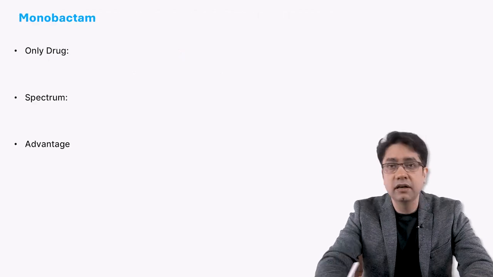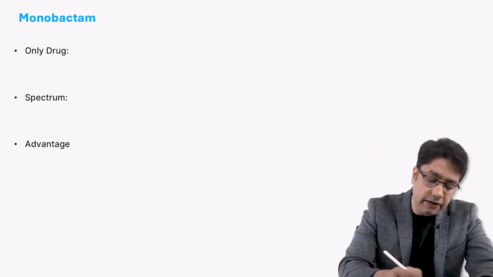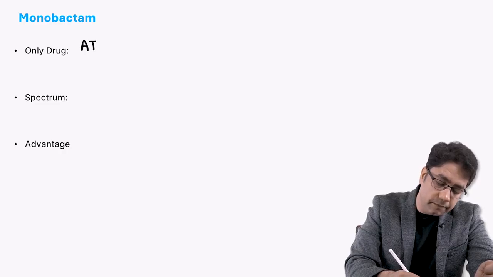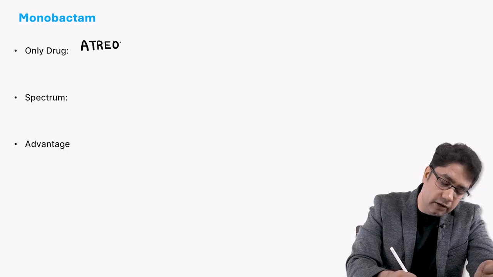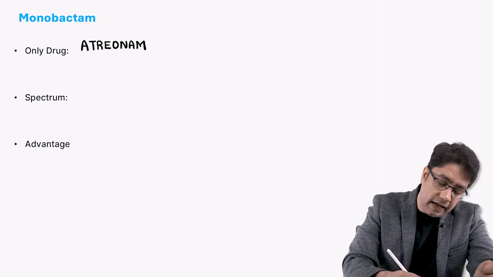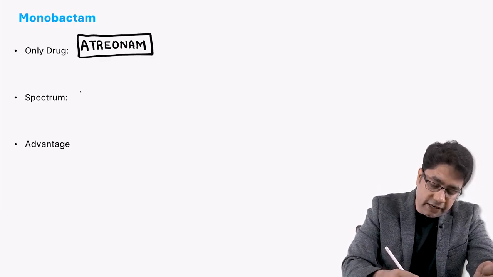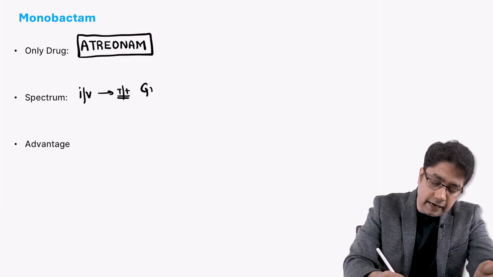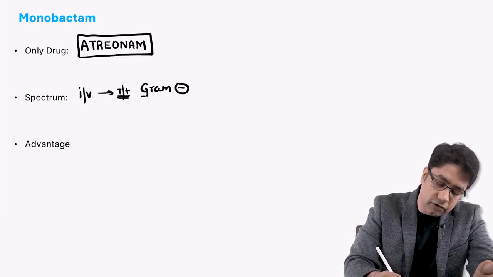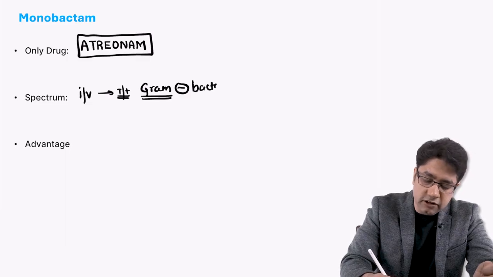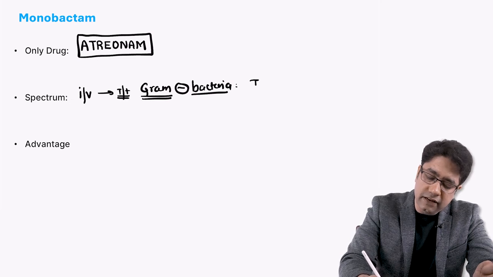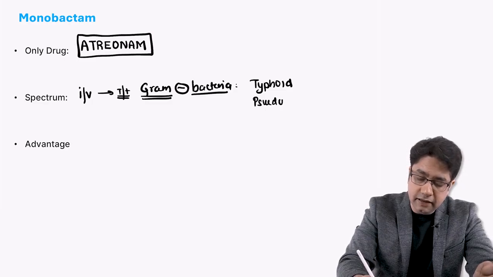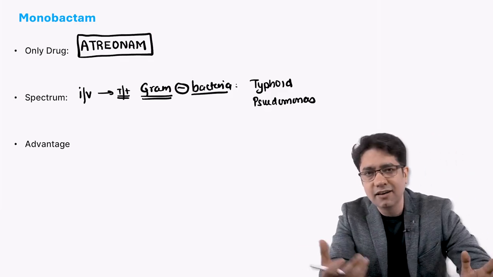So now let's talk about the last beta lactam group of antibiotic, that is monobactam. In monobactam group, we have only one drug. The drug name is Aztreonam. And this Aztreonam, it is an IV drug. It is given for the treatment of only and only gram-negative infections, like very well we know typhoid. Similarly, Pseudomonas, they are gram-negative infections. But remember, it is not the drug of choice.